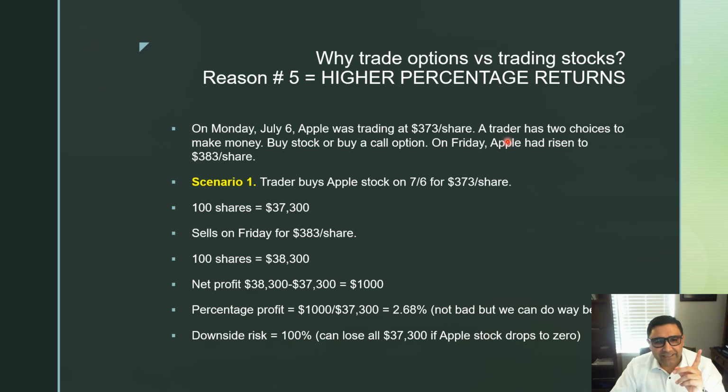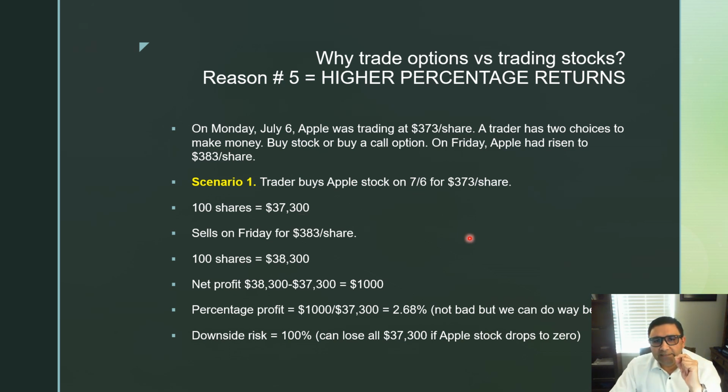So let's get started. In scenario one, a trader buys Apple stock for $373 per share. For 100 shares, $373 per share multiplied by 100 shares, you're going to have to give $37,300 to buy 100 shares of Apple.